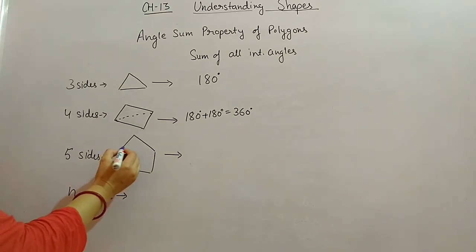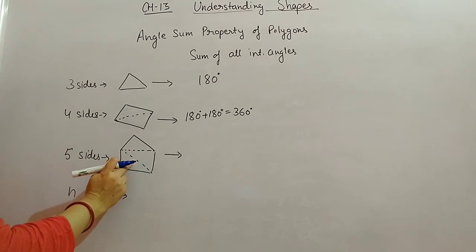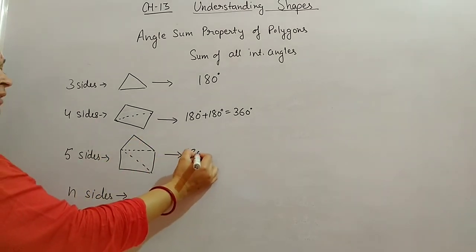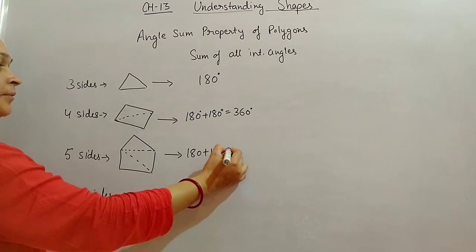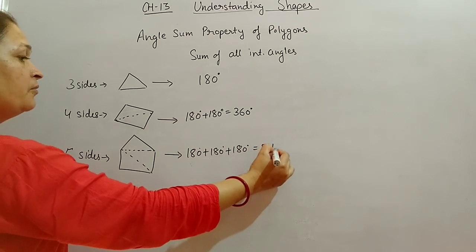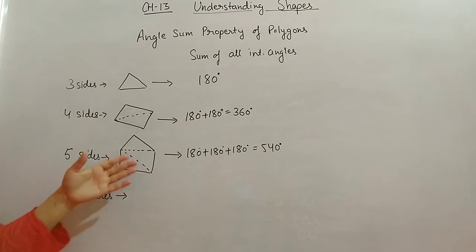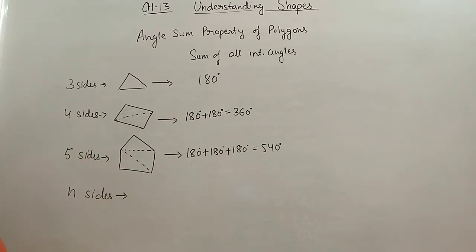Now for a pentagon, first we have to divide this figure into triangles. So 1, 2, 3 triangles are there. It means 180 plus 180 plus 180, which is equal to 540 degrees. It means the sum of all interior angles of a pentagon is 540 degrees. For 3, 4, 5, 6, 7, 8 sided figures we can calculate like this. But if sides are more, then it will be difficult to divide into triangles and then add 180, 180.